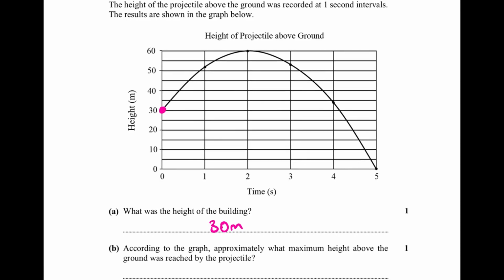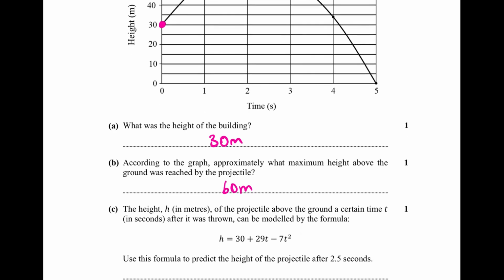According to the graph, approximately what maximum height above the ground was reached by the projectile? Okay, well, the maximum height occurred here, which is 60 meters. The height in meters of the projectile above the ground at a certain time t in seconds after it was thrown can be modeled by this equation. Use this formula to predict the height of the projectile after 2.5 seconds.